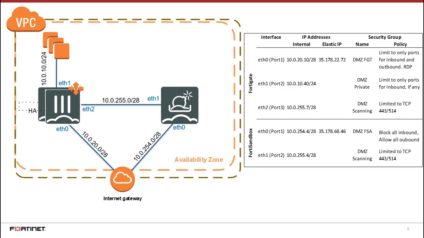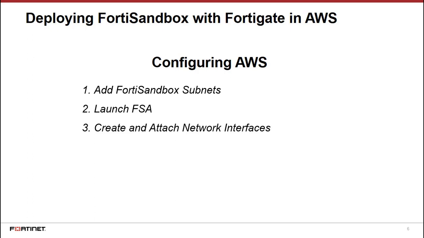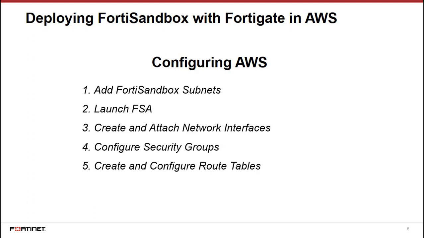With this basic overview, let's review the deployment of the AWS objects required to support this. We'll start by configuring AWS. The steps here are add additional subnets to the FortiSandbox, launching the FortiSandbox AMI, creating and attaching the scanning interface to the FortiGate, configuring our security groups, updating route tables with proper next hops and IGW connections, and lastly, we'll attach our elastic IPs to the FortiSandbox. Let's move into our AWS demonstration.